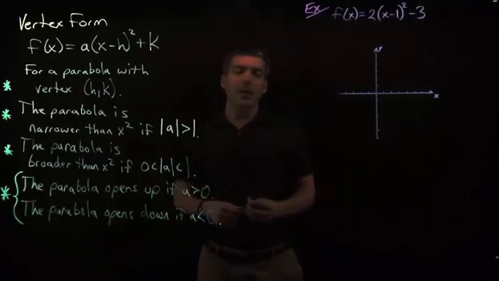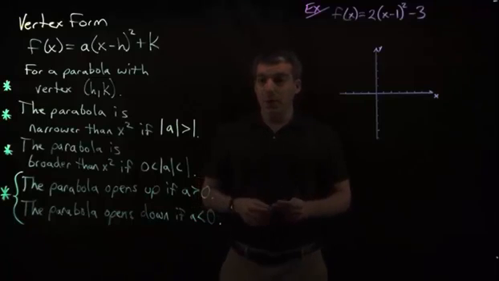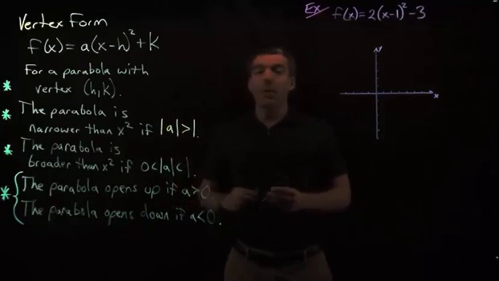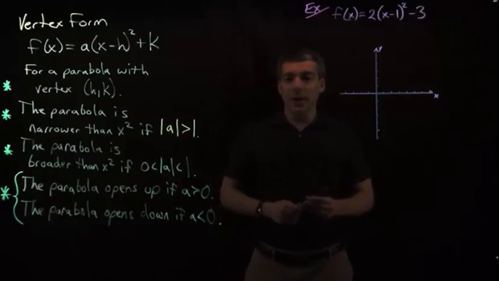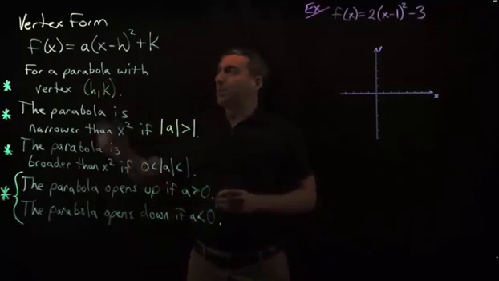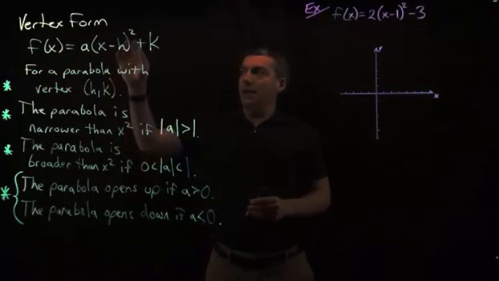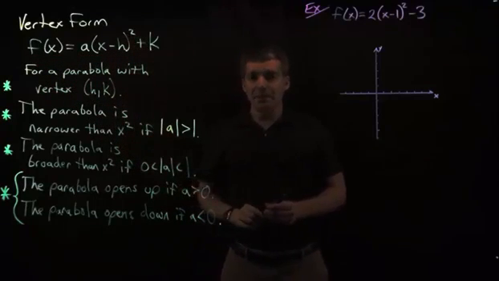We have the form f of x equals ax squared plus bx plus c for a quadratic function. There's another form that's very useful, and that's called the vertex form. Let's take a look at that. Here we have the vertex form for a quadratic function. It's f of x equals a times the quantity x minus h squared plus k.